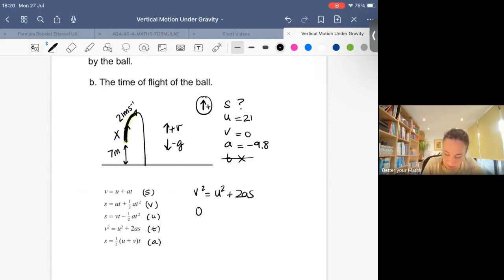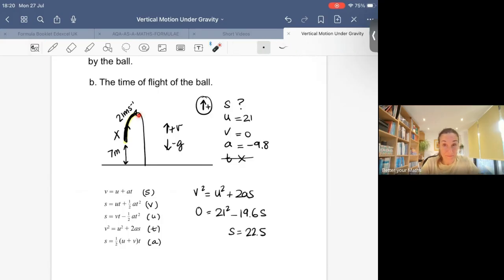v squared is 0. u squared is 21 squared, then minus 19.6, so 2 times a, s. And that is 21 squared divided by 19.6, which is 22.5. So the displacement is 22.5 meters, which is this bit here. And that means the maximum height from the ground is this bit plus the 7 meters. So the maximum height from the ground is 29.5 meters.